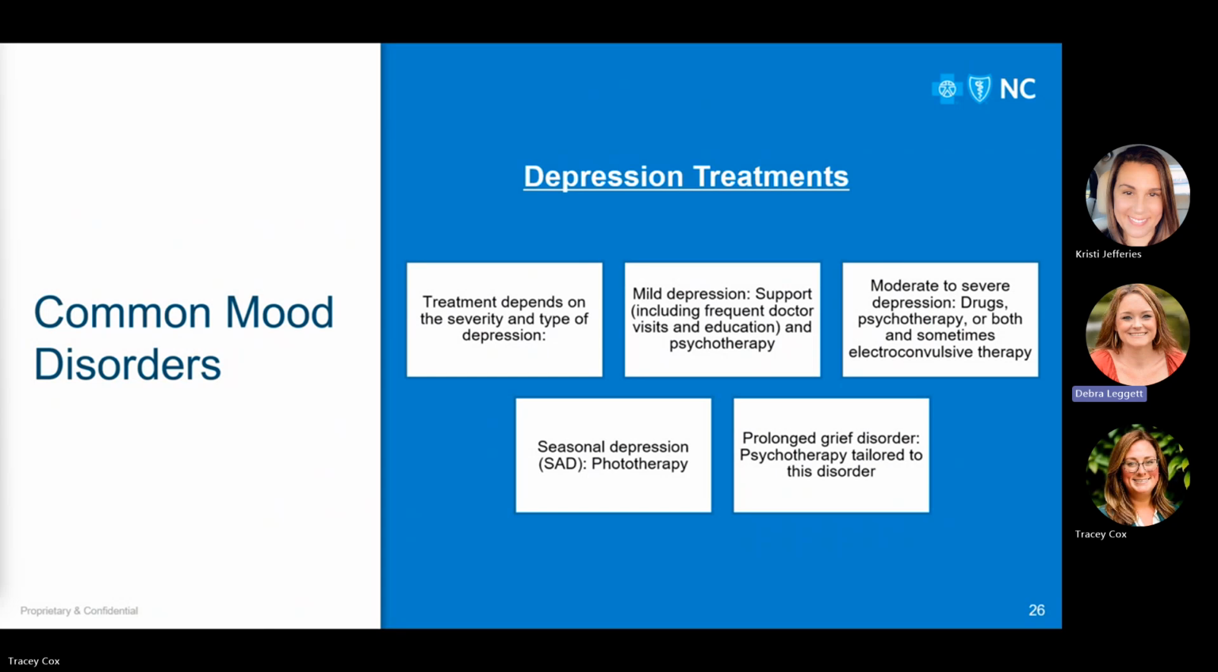Seasonal affective disorder or seasonal depression occurs at the change of seasons when daylight hours decrease. Phototherapy, which uses special lamps that mimic daylight, can be very helpful. For prolonged grief disorder, psychotherapy tailored to this disorder is recommended.